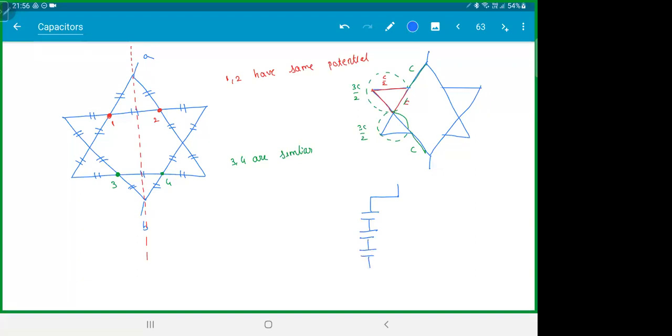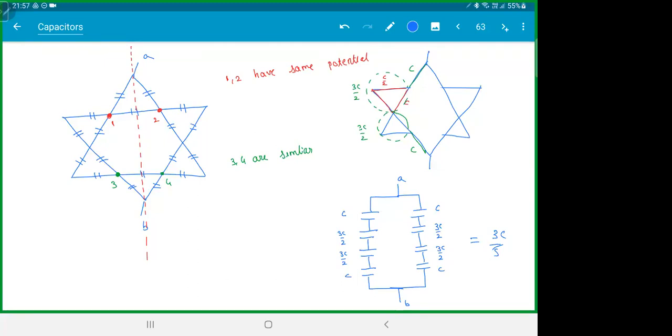There are four capacitors in a line: C, 3C by 2, 3C by 2, and C. Check. Series and parallel, you are done. How much is this? That is C by 2. This is 3C by 4. That is 5C by 4. Then 3C by 8, 5C by 4, to 3C by 10. 3C by 10, both are parallel. That gives 3C by 5. Check your answer.